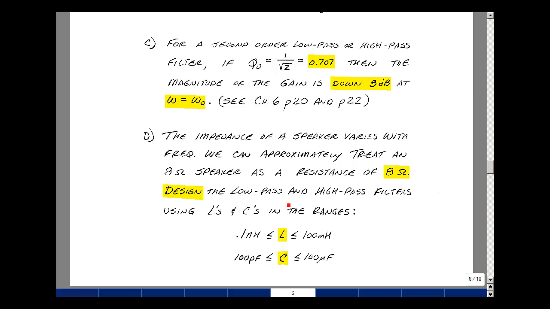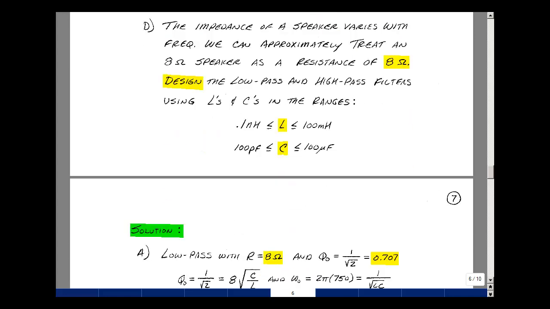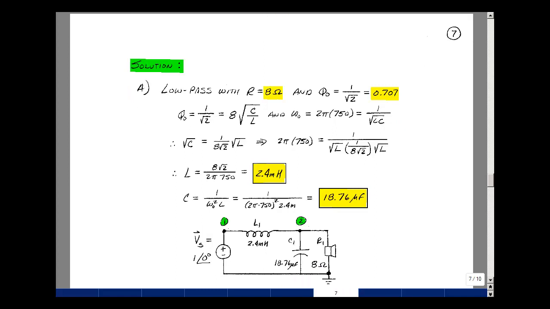Let's design a low-pass and a high-pass crossover filter using L's and C's that are in a practical range, say from 0.1 nanohenries to 100 millihenries, and our C's from 100 picofarads to 100 microfarads. Our specs for our low-pass crossover filter is that the value of R is 8 ohms and the value of Q0 is 0.707. Now in Supplemental Problem 6.3, we saw that Q0 was equal to R square root of C over L. We're going to set Q0 equal to 1 over square root of 2, R 8 ohms, and now we've got to pick L and C. So I have one equation and 2 unknowns.